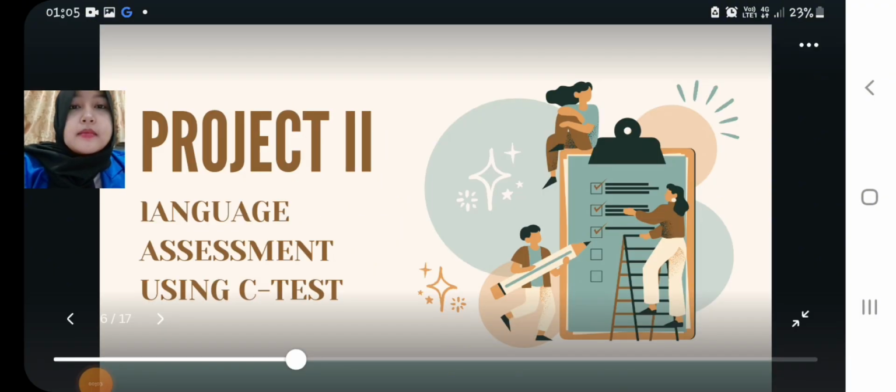And next is Project 2, Language Assessment using C-Test.